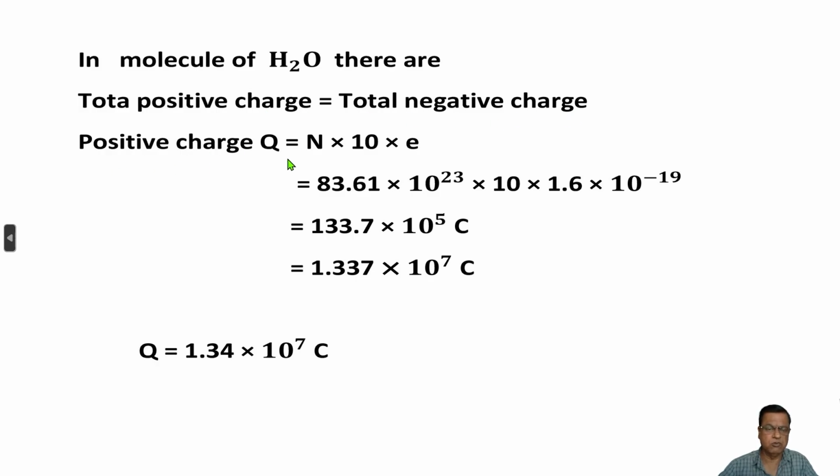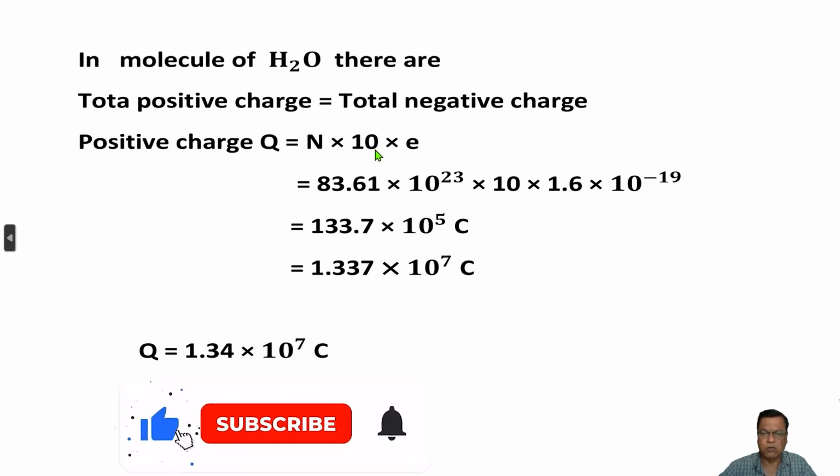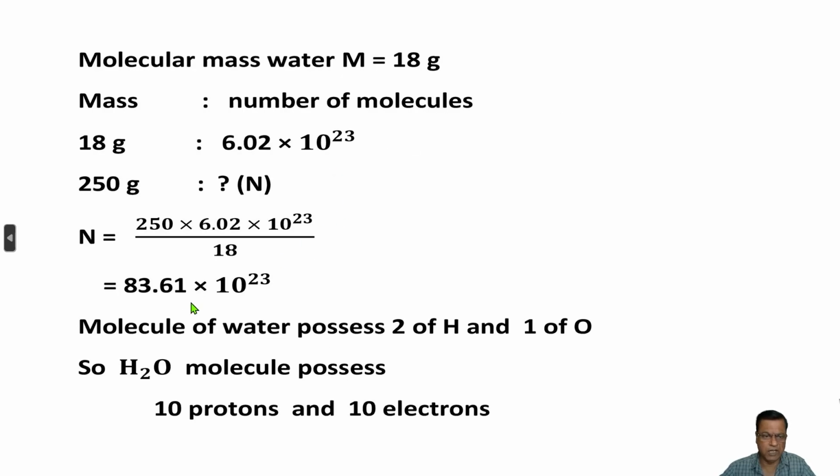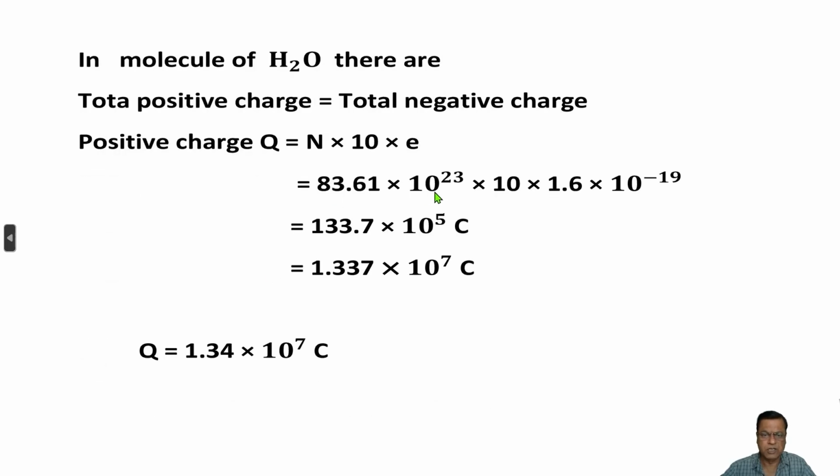So positive charge Q equal to, now here in one molecule there are 10 protons. So small n equal to 10 and e is the fundamental charge, and this is the charge of one molecule. So there are N molecules available. We have calculated N equal to 83.61 into 10 to 23. You substitute, and e equal to 1.6 into 10 to minus 19. So simplify this one. So we have 1.337 into 10 to 7 coulomb.